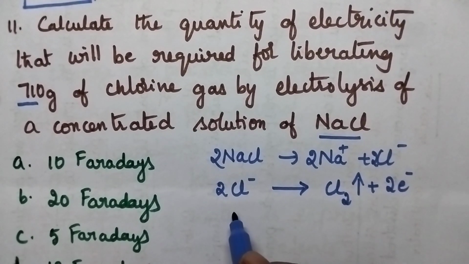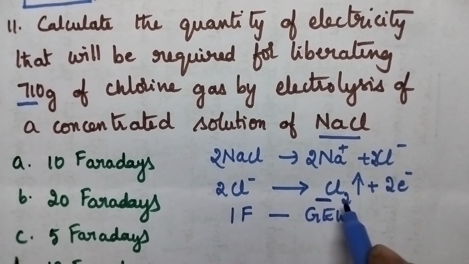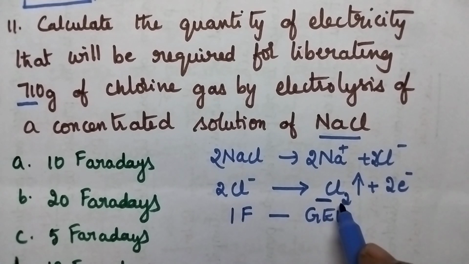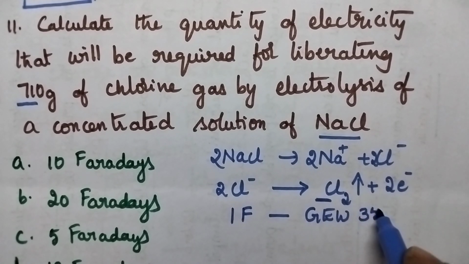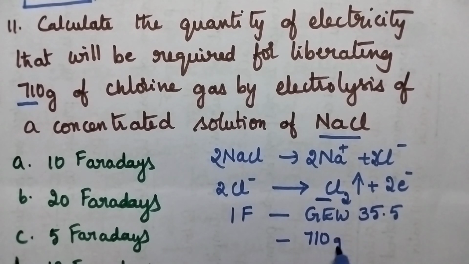According to Faraday's law, when 1 Faraday of current is passed through the electrolytic solution, it deposits or liberates the gram equivalent weight of the substance. Here we have to calculate the amount of the chlorine gas. So when 1 Faraday of current is passed, it can liberate the equivalent weight of chlorine gas. The equivalent weight of chlorine gas is 35.5. Now we have to calculate how much electricity is passed to liberate 710 grams of chlorine gas.